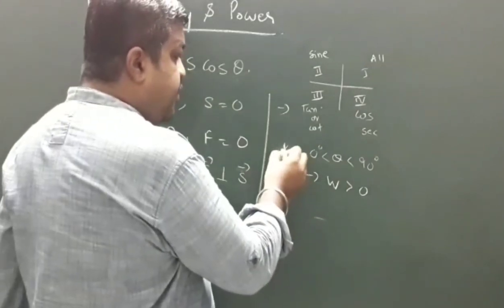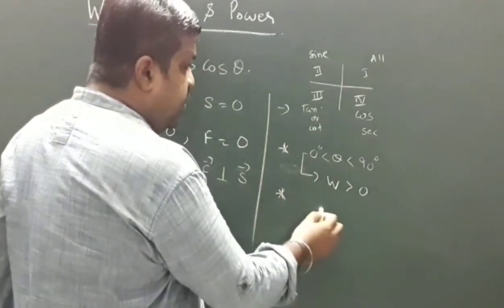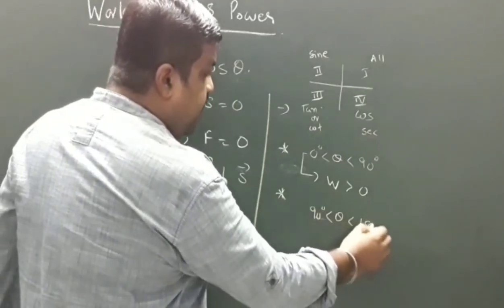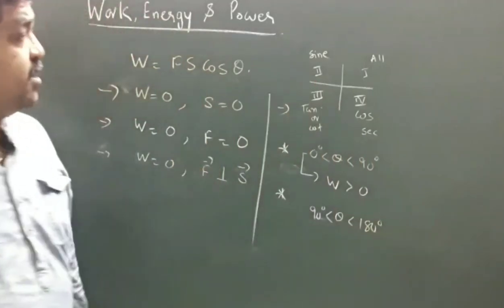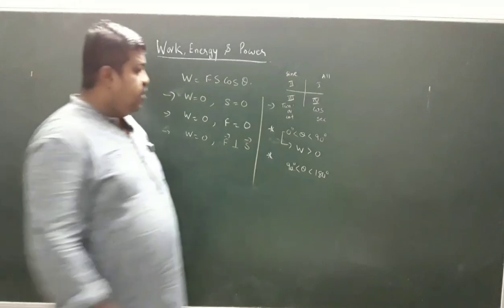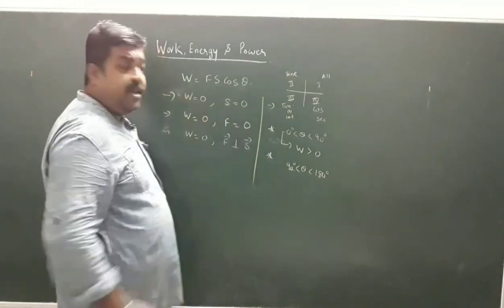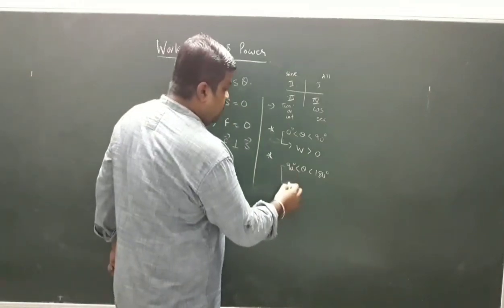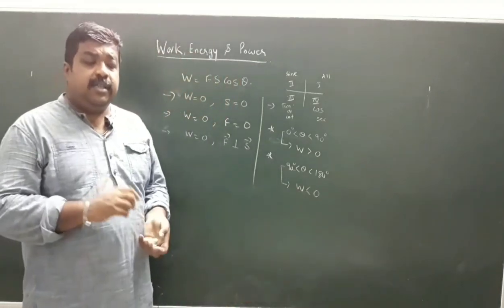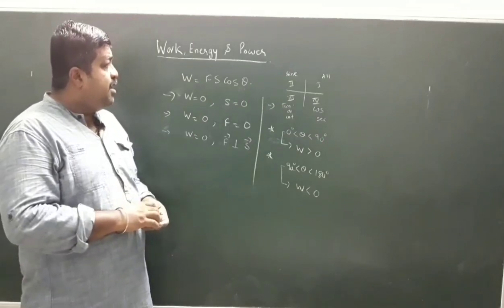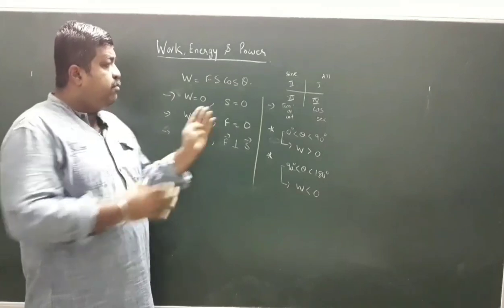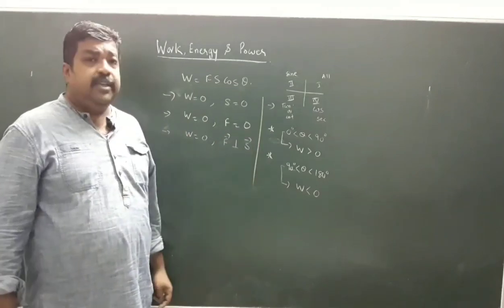Now in case theta is greater than 90 degree and less than 180 degree, that means it is in the second quadrant. In the second quadrant only sine is positive, cos is negative. So if cos is negative, work done will be negative. So these are the few basic concepts related to the term work done: when work done is 0, when work done is positive, when work done is negative.